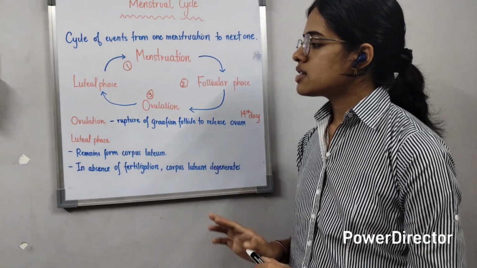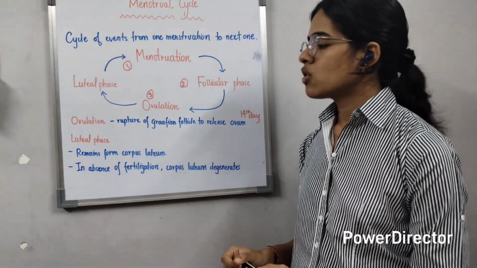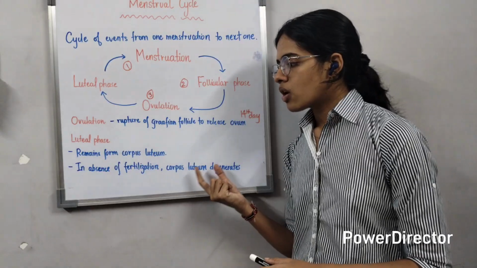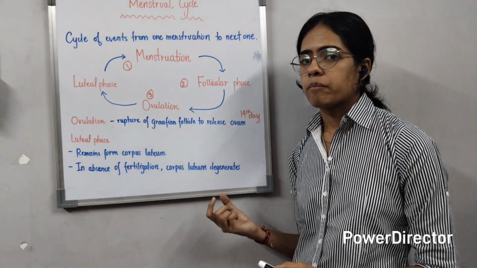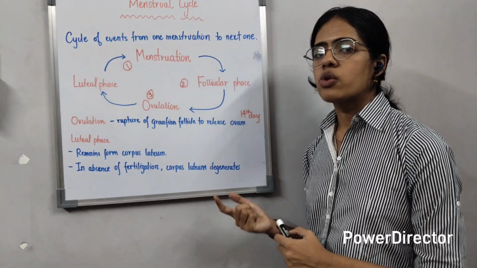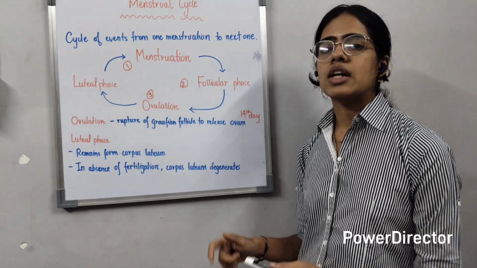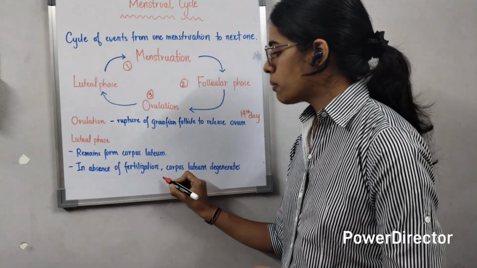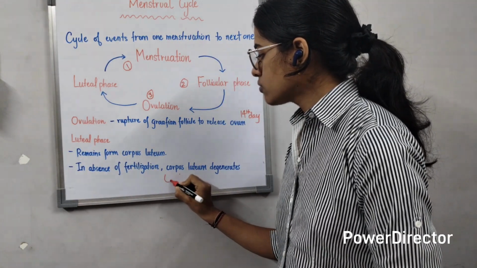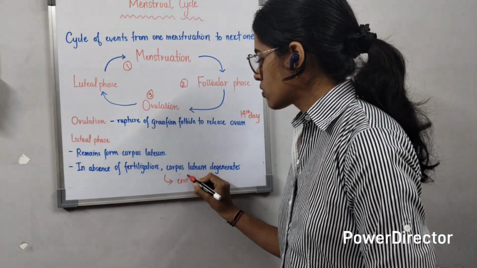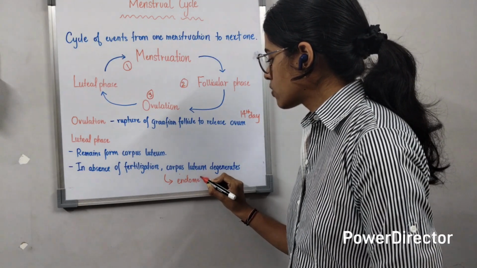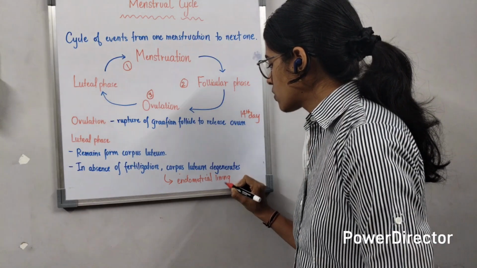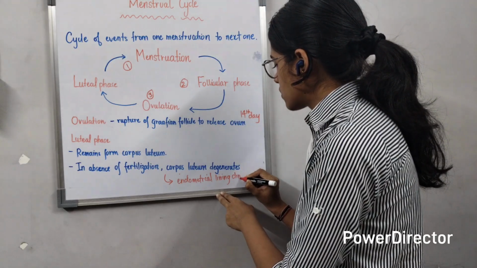What happens in the menstrual cycle is there is no fertilization. So due to the absence of fertilization, the corpus luteum will degenerate. This degeneration of the corpus luteum signals the uterus that the fertilization did not occur, and thus it will lead to the disintegration of the endometrial lining eventually. Endometrial lining disintegration.